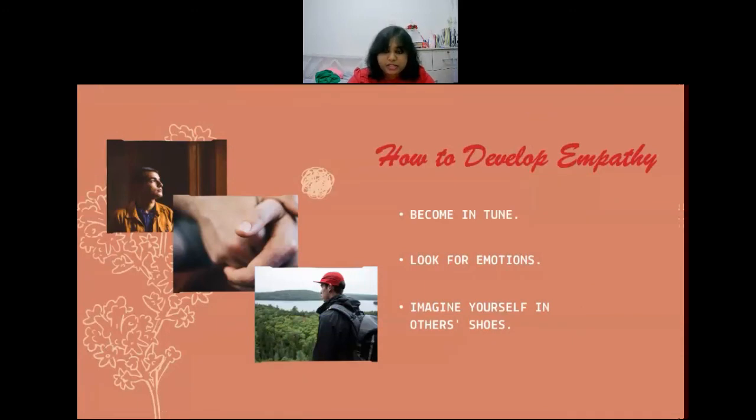And as to how we can develop empathy, it is by becoming in tune with others in hardship or any situation at all, so you move along with them. Next is to look for emotions. We should be able to identify an individual's feelings so that we can appropriately reciprocate and act according to that to provide a solution. Last but not least would be to imagine yourself in others' shoes. By doing so, we would be able to think of a holistic solution which can help progress the difficulty of those in poverty to a better situation, one at ease.